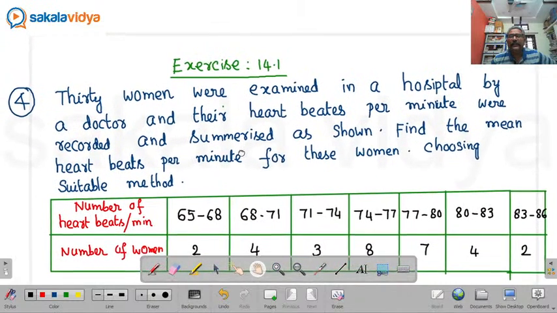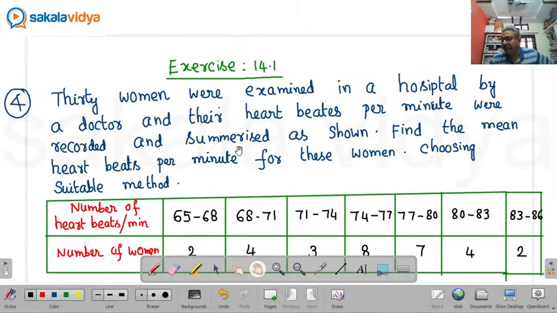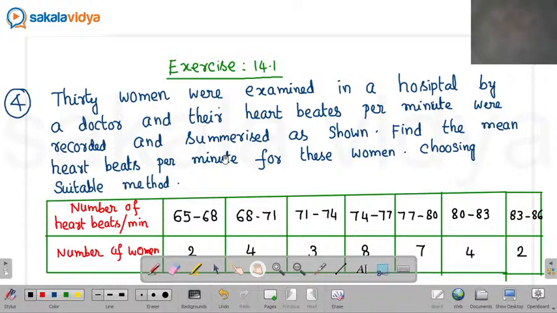I think now it's clear. It is visible to you. Now you can solve it. You try. I will give 5 minutes time to you. I will check. Who will give the answer?